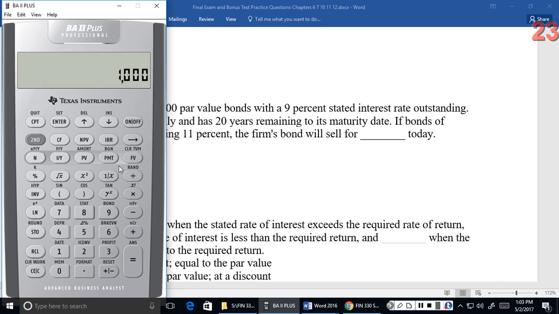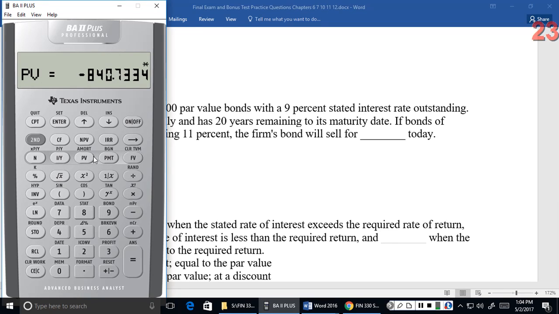Press my future value key. 20 is my N. 11 I/Y. And $90 is my payment. I've got my 4 inputs. I want to solve for the 5th, which is present value. So I'll press my compute key in the top left-hand corner and the present value key.